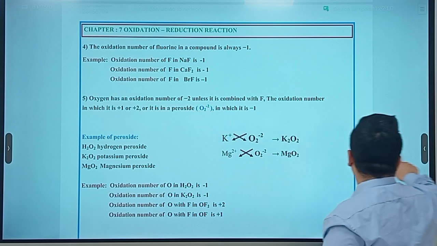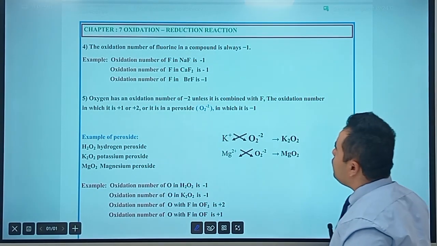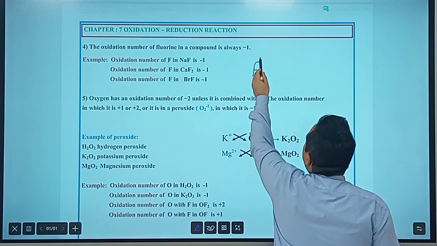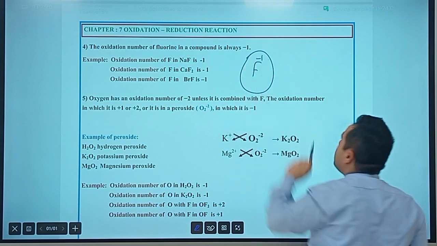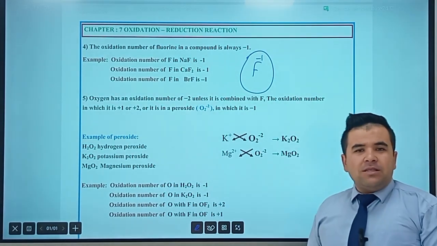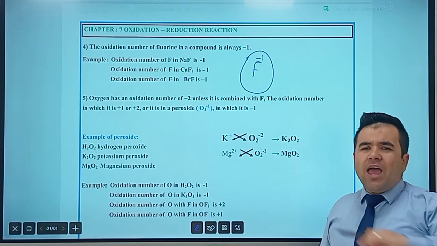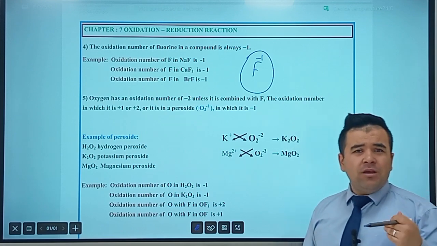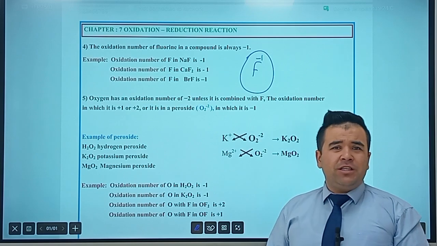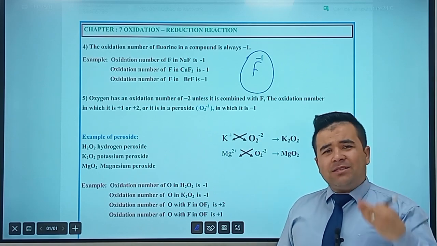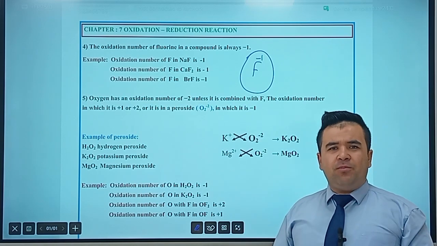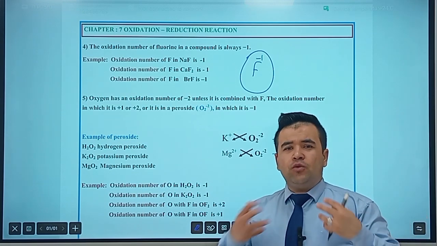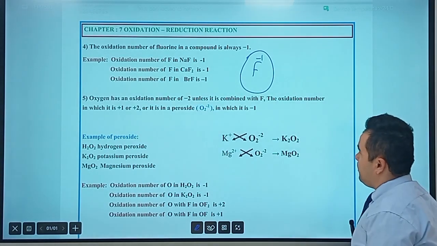Guys, let us talk about the fourth rule. It's about fluorine. Fluorine, guys, F negative 1, always without any exception, has an oxidation number of negative 1 with any other atoms. Why? Because it's the most electronegative element in the periodic table. It has the highest tendency among all the elements in the periodic table to attract electrons.